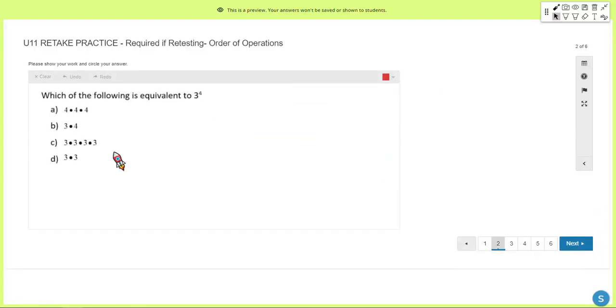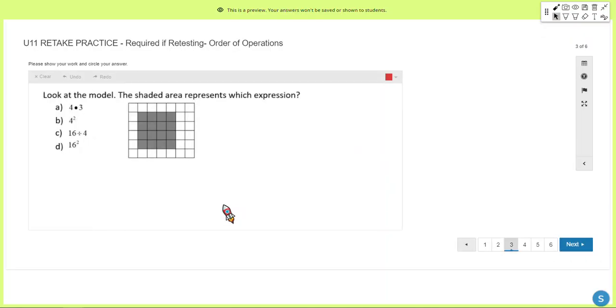Problem number 2, it says, which of the following is equivalent to 3 to the 4th power? Now this is not 3 times 4. We will never, ever, ever multiply the base and the exponent together. Also, the exponent is a smaller number. So question, why is the 4 smaller than the 3? Probably because it's telling us that we need to multiply the 3 out 4 times. So 3 times 3 times 3 times 3 is how you would write that in expanded form for number 2.